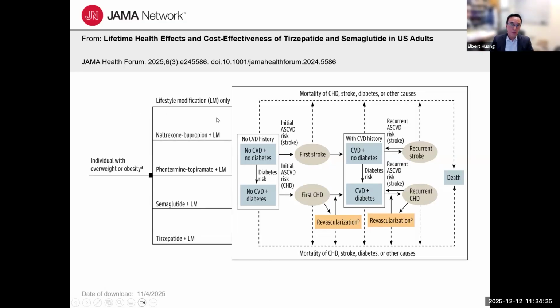So in this paper, we compared the cost and health outcome effects of different anti-obesity therapeutic options, including lifestyle change alone, naltrexone, bupropion, phentermine, topiramate, semaglutide, and tirzepatide. Semaglutide is the GLP-1 RA, and tirzepatide is the GIP GLP-1 RA that are all the rage.